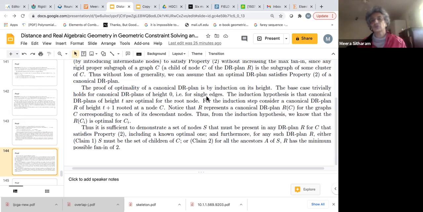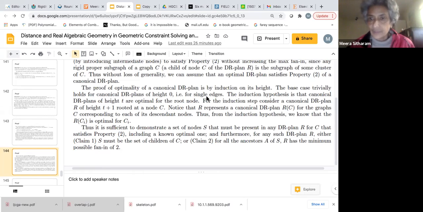Okay, so the root node has a graph. Because the original graph that we started out with is independent, whatever this graph is also independent. So all the properties that we proved with the lemma and the observation are all still true. So it's just saying that the DR plans of height T are optimal for the root node, for whatever the graph happens to be at the root node.